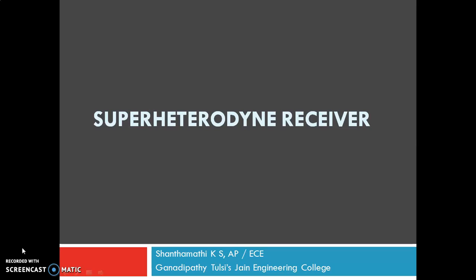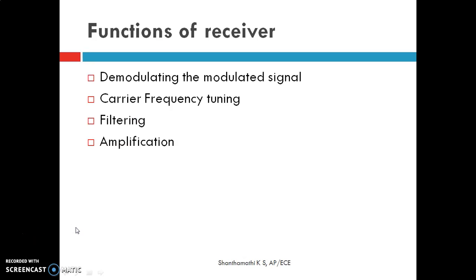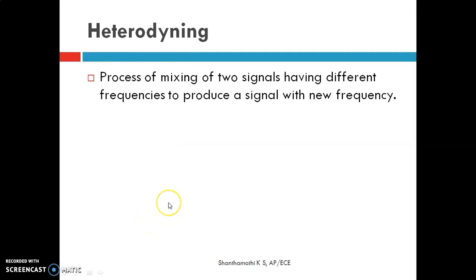So in this presentation, let's see about the superheterodyne receiver. First, let us see what the functions of that receiver are. The main function of the receiver is demodulating the incoming modulated signal. The second step is to tune the carrier frequency, that is, to select the desired signal. Next is filtering, that is, to separate the desired signal from other modulated signals. And the last one is amplification, that is, to compensate for the loss of the signal during transmission.